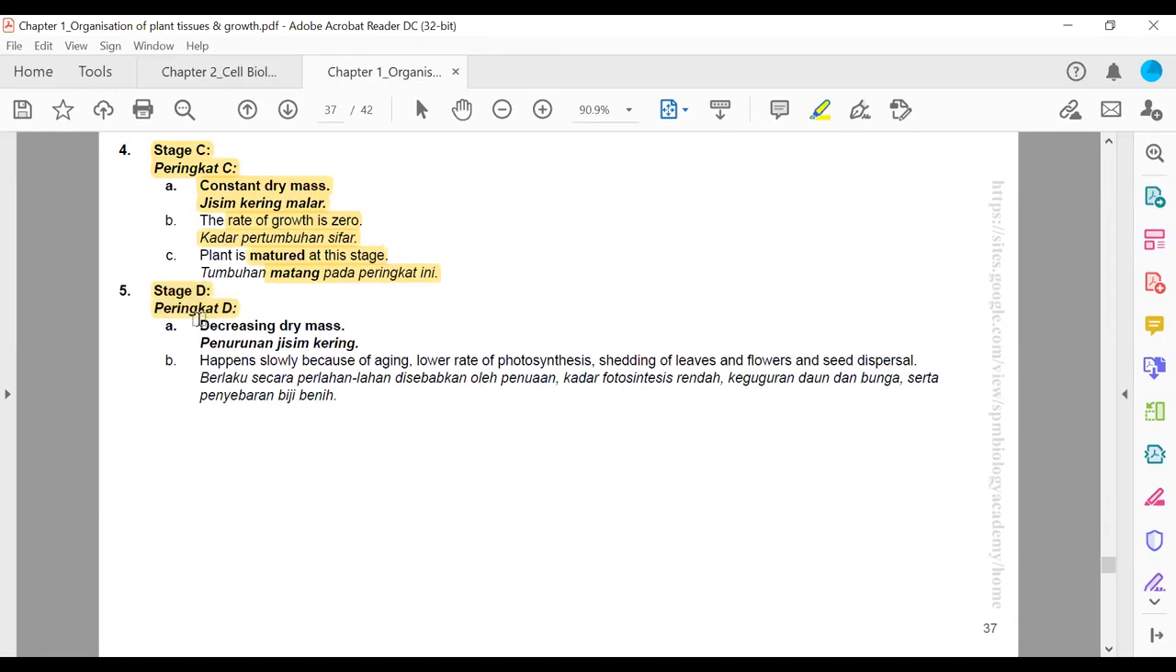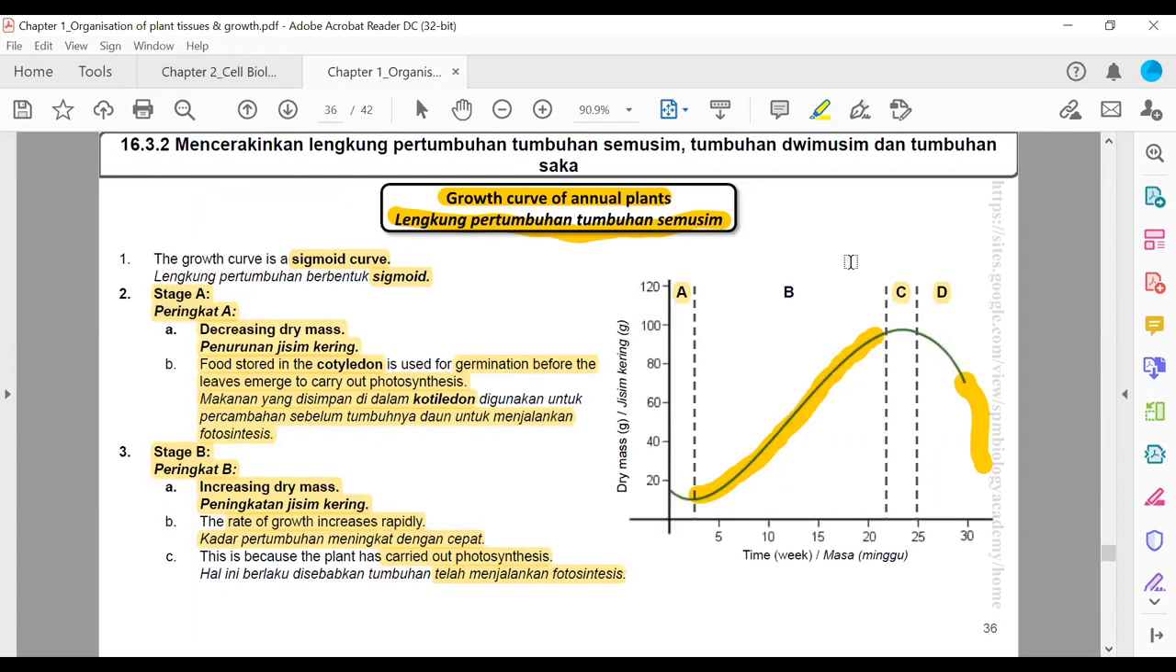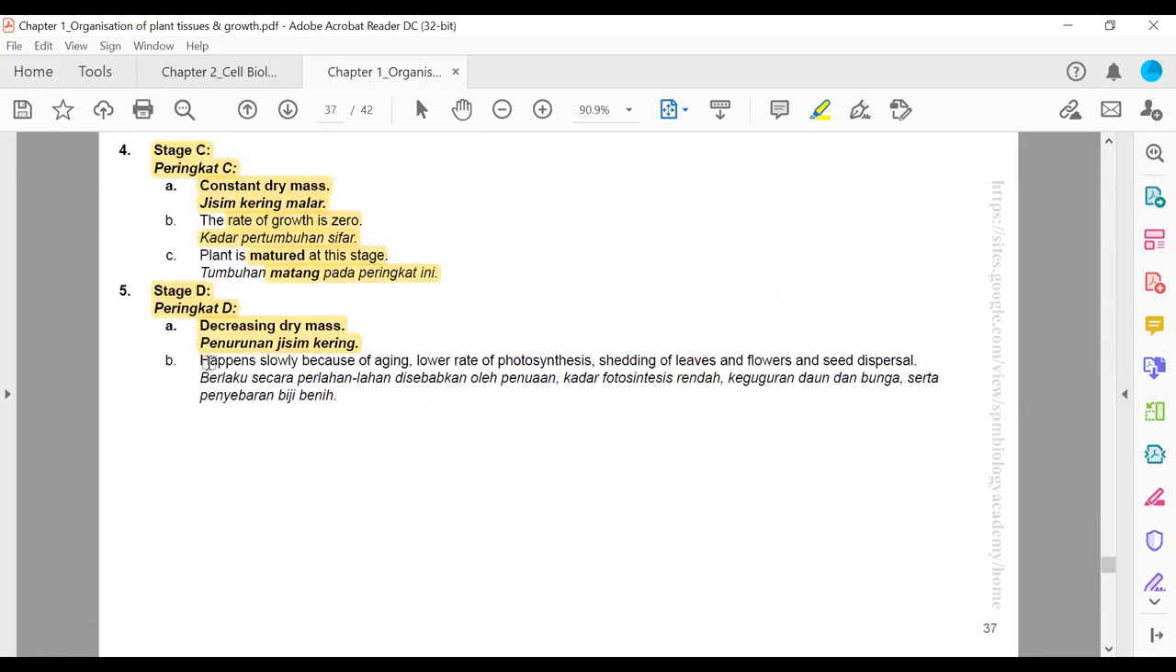Stage D, peringkat D, decreasing dry mass. Dry mass dia menurun, as you can see here. This is the stage D, dry mass dia menurun. Kenapa dry mass dia menurun? Because it happens slowly because of aging. So berlaku secara perlahan-lahan sebab pokok tu dah semakin tua. Lower rate of photosynthesis, the rate of photosynthesis menurun. Shedding of leaves, flowers and seed dispersal. Berlaku keguguran daun dan bunga.